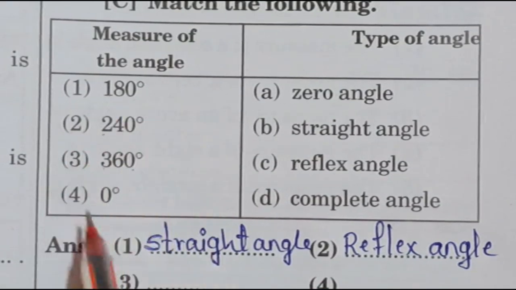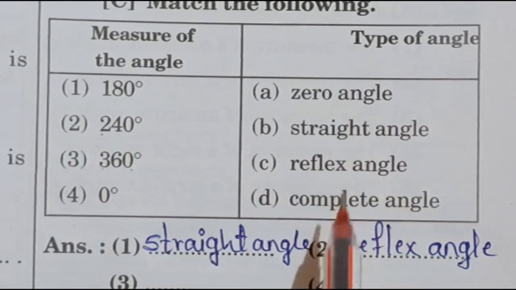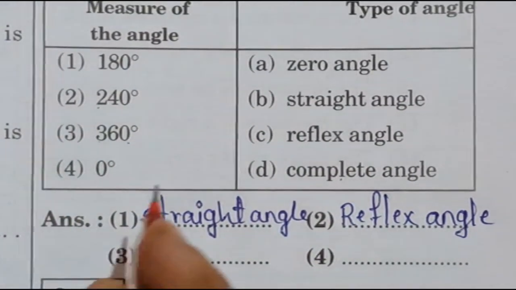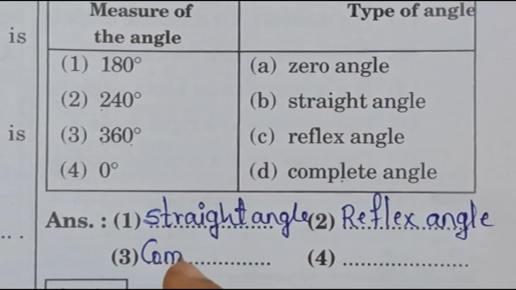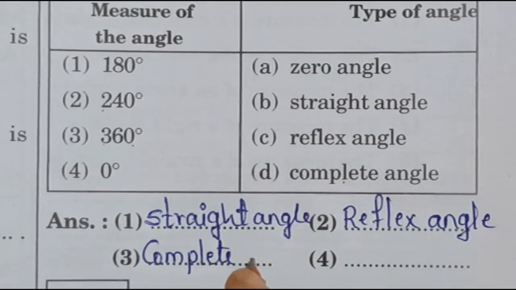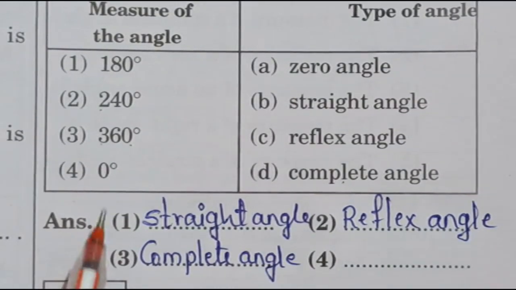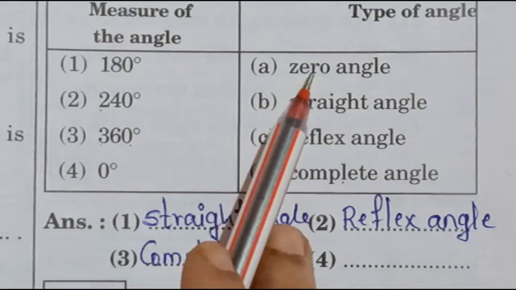Then third one is 360 degree. That is, it completed the whole round. So 360 degree, that is what? Complete angle. So you will write it here. That is complete angle. Clear everybody? Fourth one is 0 degree. That is what? Zero angle.